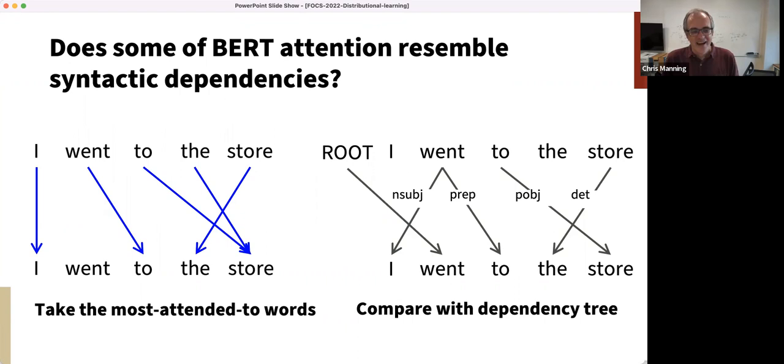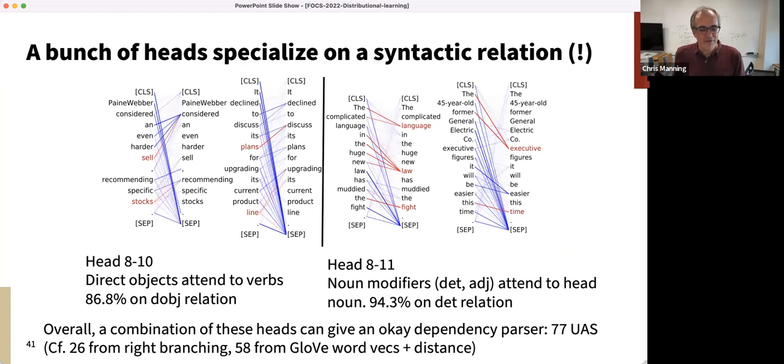So at the eighth level of this BERT transformer, the 10th attention head essentially has noun pre-modifiers pointing to an object noun and its pre-modifiers pointing back to its verb. So Payne Weber considered an even harder sell. All of an even and harder sell point back to considered. Recommending specific stocks are pointing back towards recommending. The 11th head at the same layer then has articles and adjectival pre-modifiers of a noun pointing to the noun, the complicated language, that uncomplicated point language, in the huge new law, the huge new, and indeed in, then point to law.